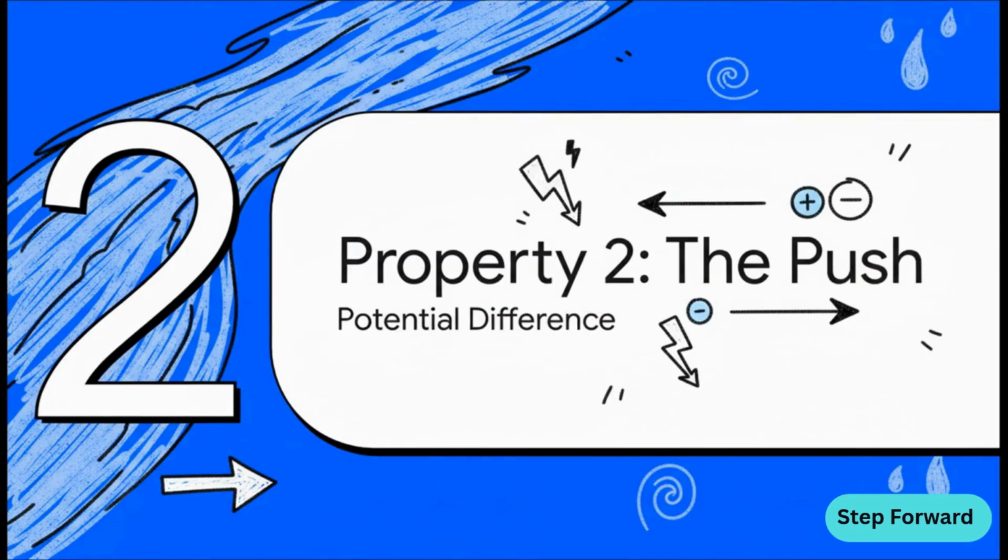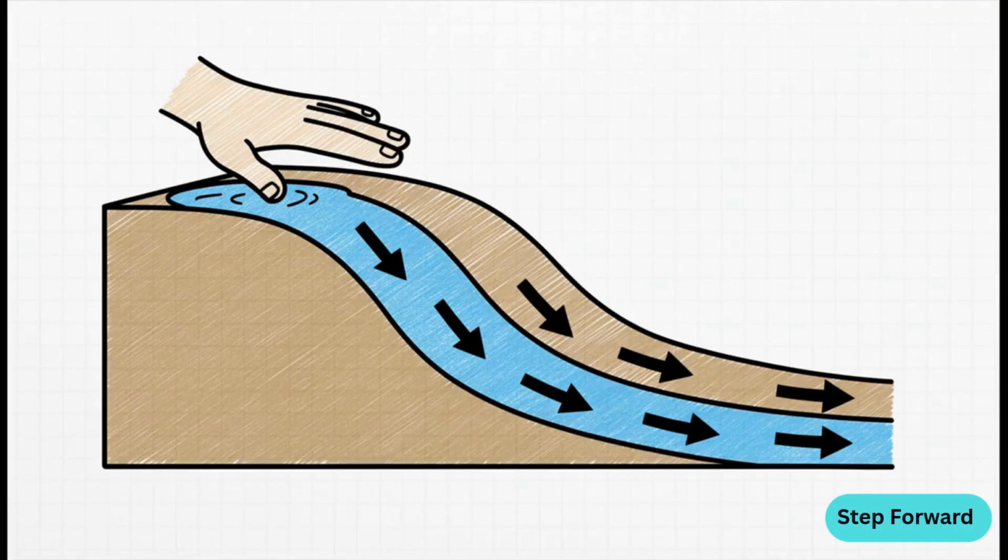Okay, let's move on to our second property, because this is where it all starts to connect. We have a flow, sure, but a river doesn't just decide to flow all by itself. Something has to get it moving. So what's the force behind it? Think about it. Water only flows downhill, right? It needs a slope to give it that push. Well, in the world of electricity, this slope or push is called potential difference. It's the electrical pressure that gets those electrons up and moving in the first place.